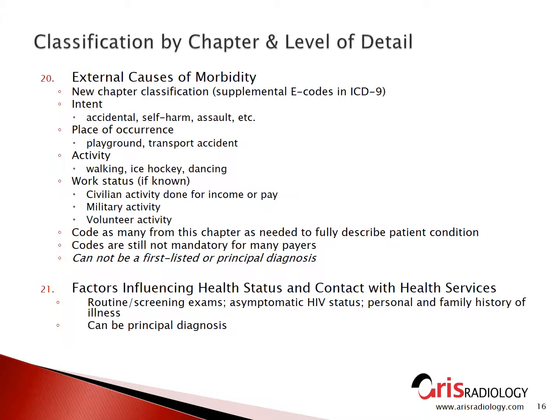And finally, Chapter 21, Factors Influencing Health Status and Contact with Health Services. This is another new chapter classification. These were the supplemental V codes in ICD-9. Now, beginning with the letter Z, this chapter contains our routine and screening exams, asymptomatic HIV status, and personal and family history of illness. These codes can be listed as a principal diagnosis.